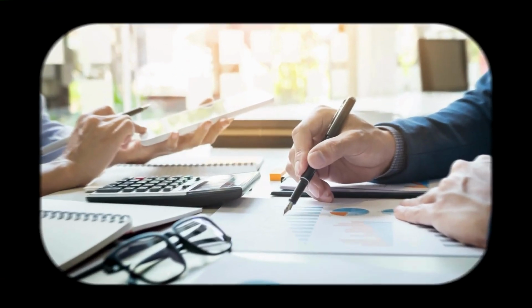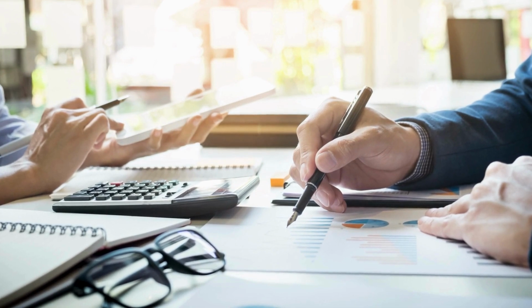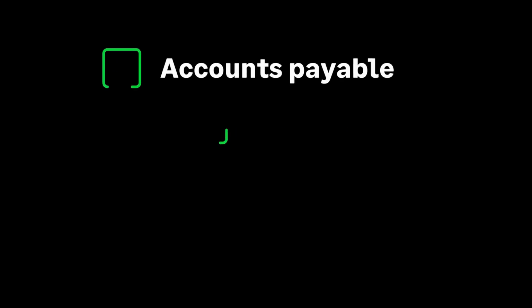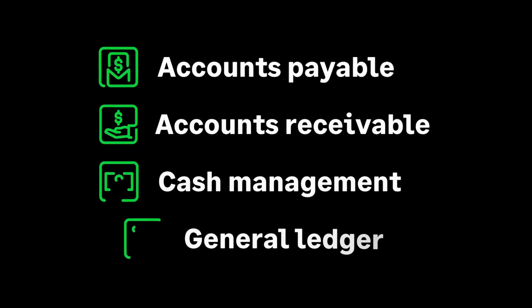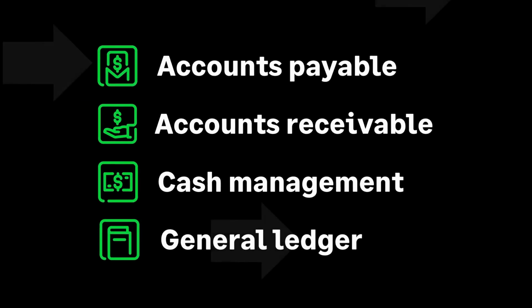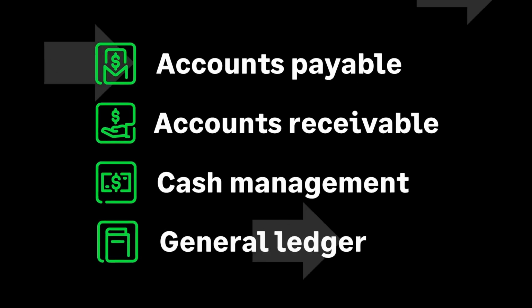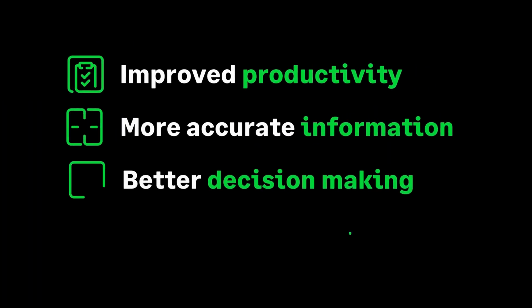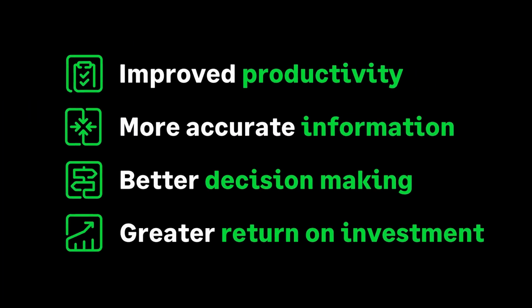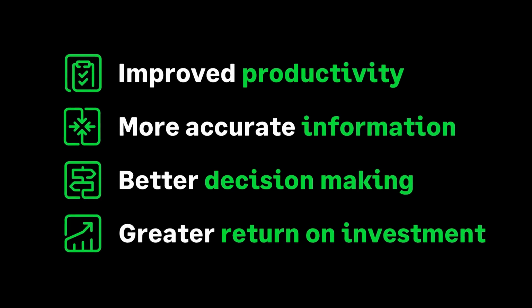Core Financials sits at the heart of any accounting system. Improving how accounts payable, accounts receivable, cash management, and the general ledger interact with each other, as well as upstream and downstream processes, creates a platform for automation and visibility. This leads to improved productivity, more accurate information leading to better decision-making, and a greater return on investment.